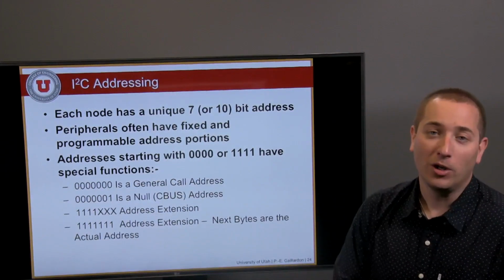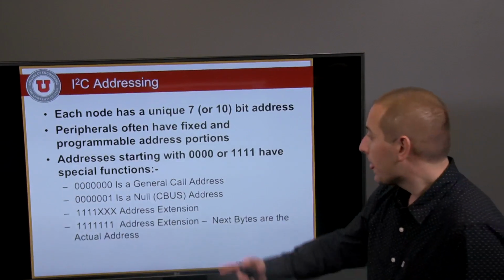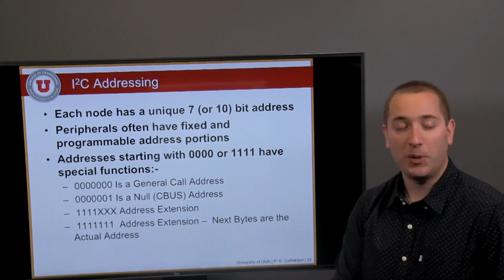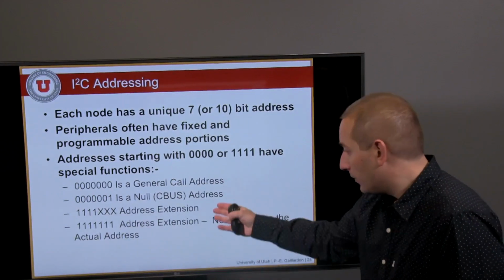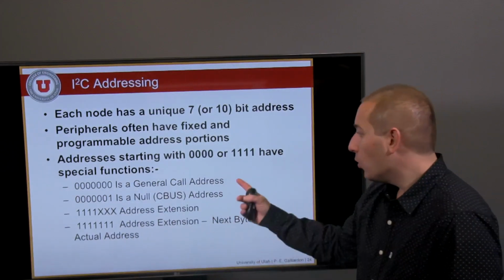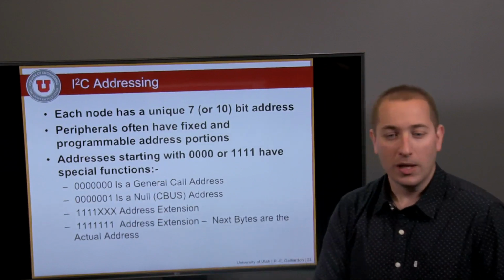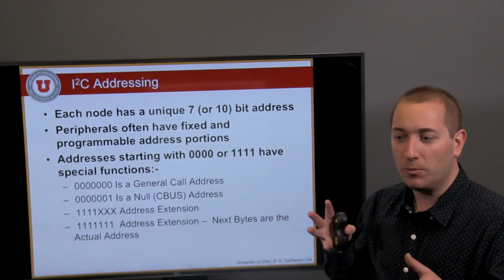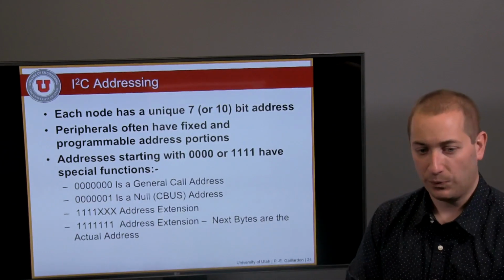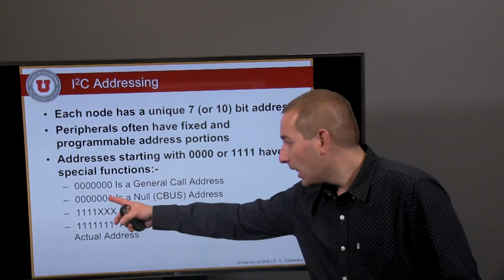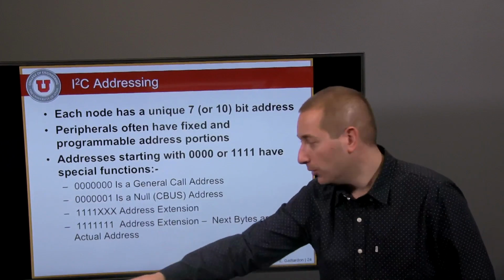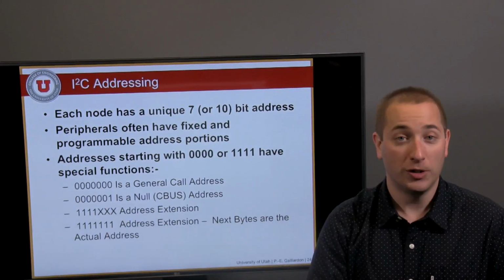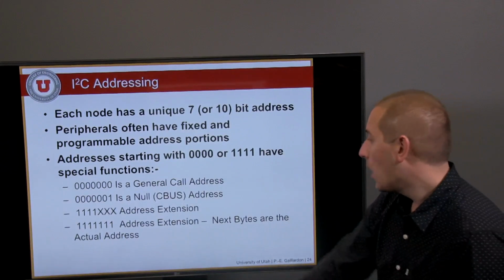We also have a couple of specific addresses. Addresses starting with 4 zeros or 4 ones do have special functions. For example, when you have only zeros, it is a general call address, meaning that the master is broadcasting some information to all the slaves. However, if it is just starting with 4 zeros and having 1 at the end, it is a null address. No slaves should respond to this address.